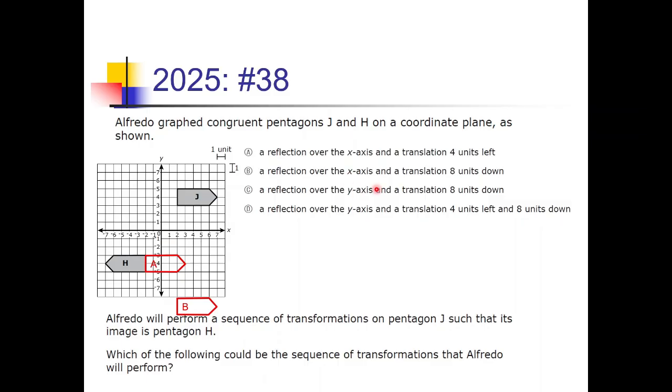Next, reflection over the y-axis and 8 units down. So we're reflecting this way and going down 8, which if you count squares carefully would actually bring you to this H pentagon here. So that would be choice C. That's looking pretty good. And the only other option is reflection over the y-axis and then 4 units left and 8 down. So that would bring us over this way, which is a little bit off from what we need. So choice C works the best.